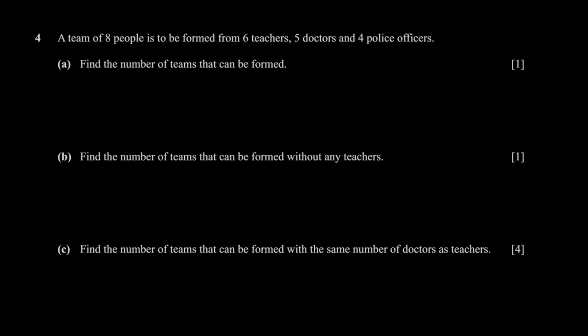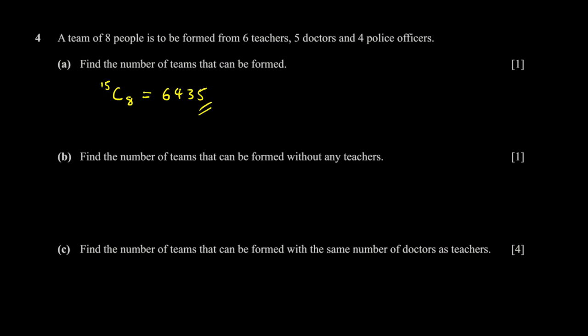And so what am I doing? I'm choosing 8 people from 15 people. So that answer is going to be 15C8, and 15C8 is 6435. Okay, that's that.